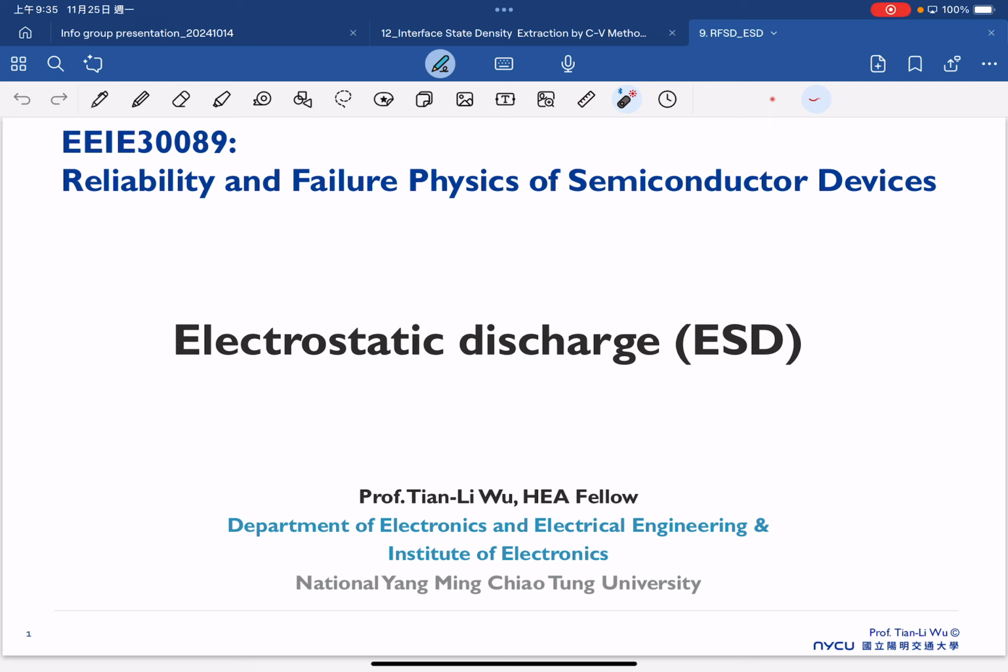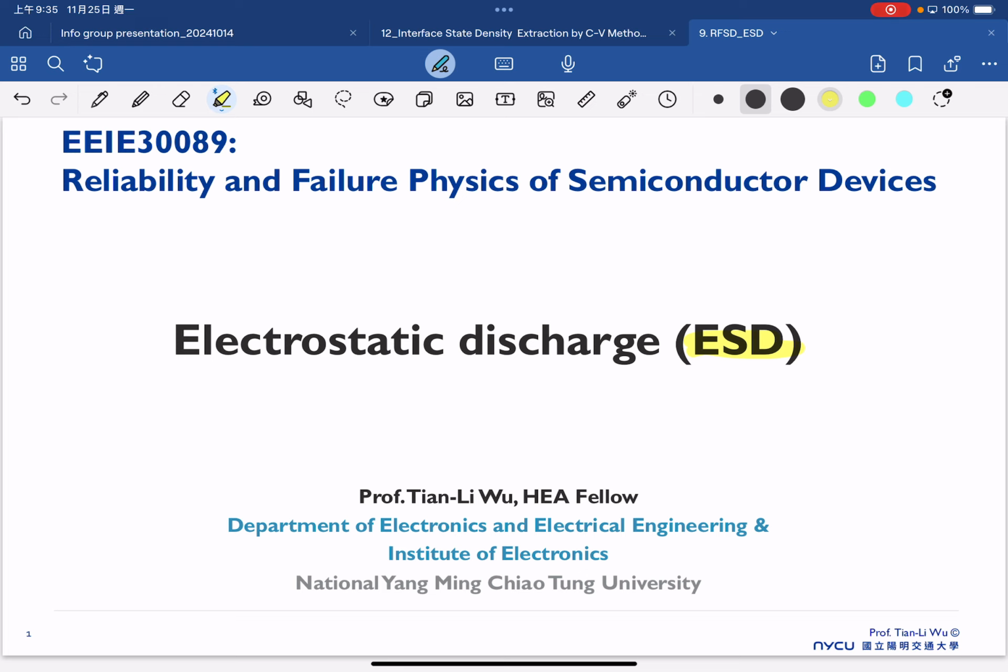Okay, good morning everyone. So finally we move to the last topic to be discussed in this class, which is electrostatic discharge. In general, we call this ESD issues. ESD is also one of the main concerns related to reliability, not only at the device level, but also at the circuit level and system level as well.